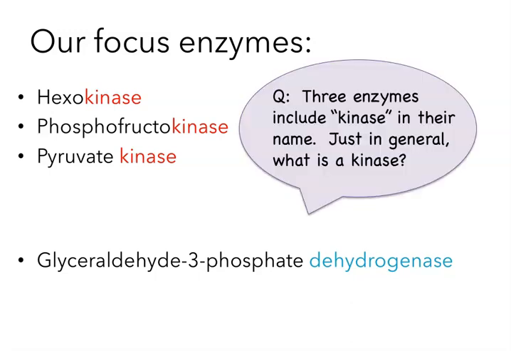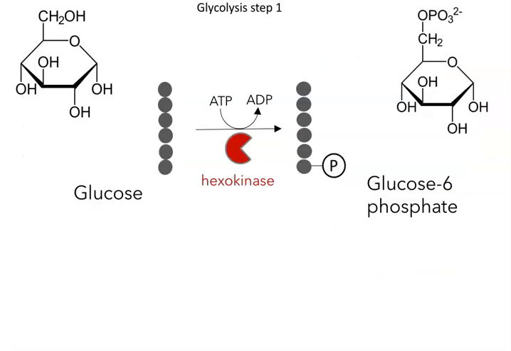And what I want you to think about is this. 3 of these enzymes include the name kinase in their name. So just in general, what is a kinase? Well, the answer is that a kinase is the enzyme that catalyzes the addition of a phosphate group to its substrate. Let's look at these enzymes now, beginning with hexokinase, which catalyzes the first step in glycolysis.